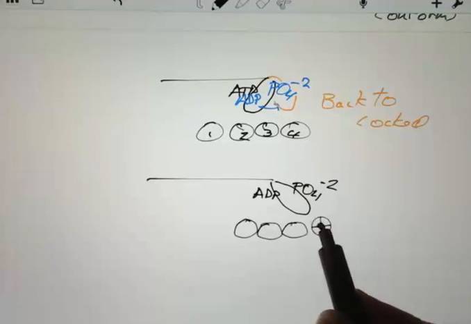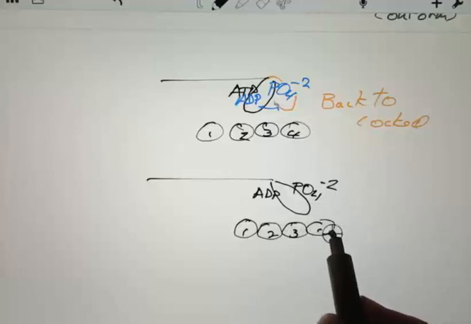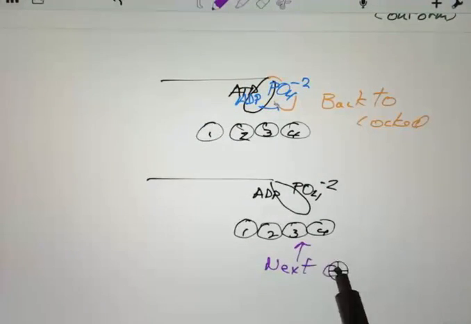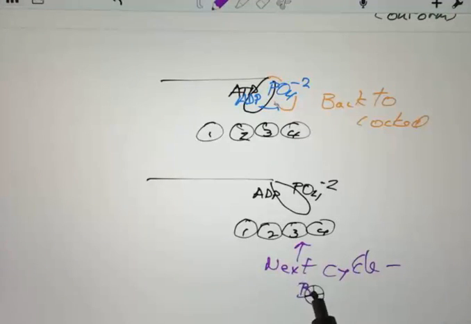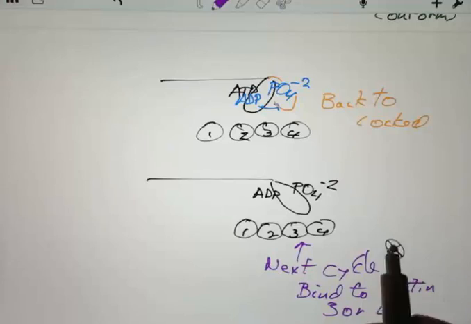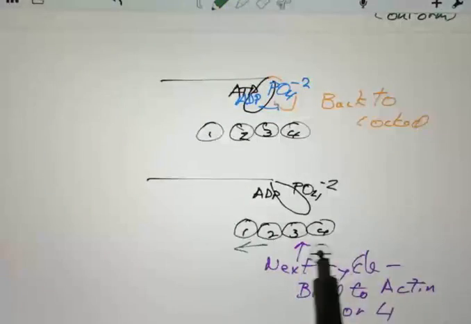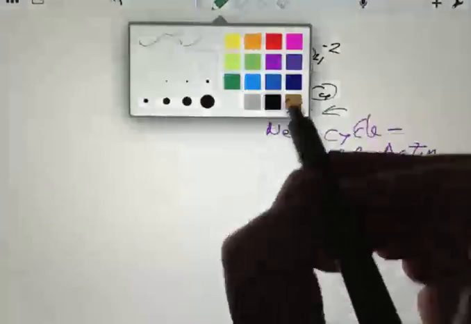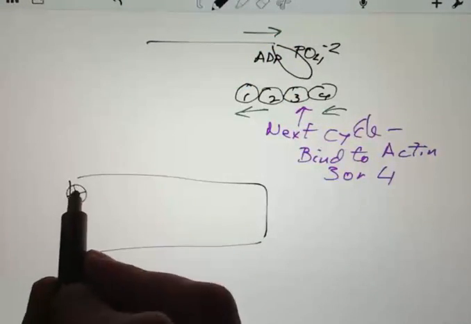ADP, phosphate head, but notice the position of our actins. Before we bound to position 2, but in the next cycle of contraction, and many cycles happen with each muscle twitch, each firing of a muscle, the next cycle of contraction we're going to bind to actin 3 or 4, and we're going to continue to move actin to the left and myosin to the right.